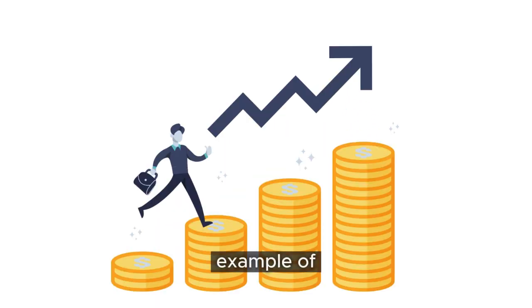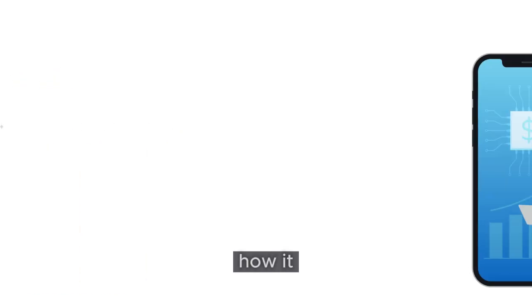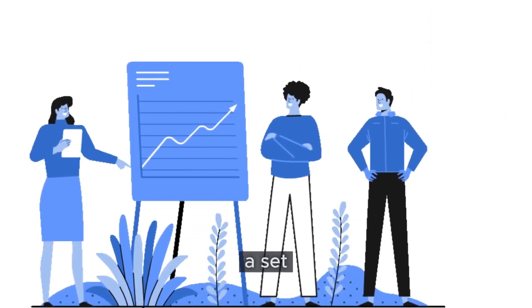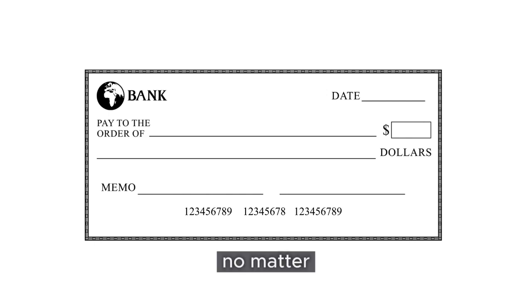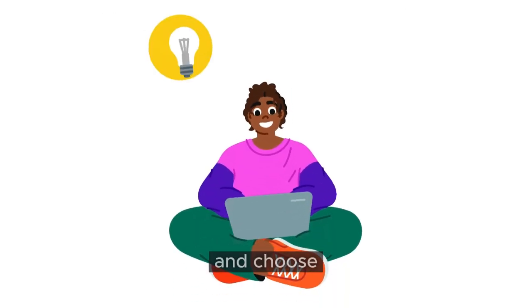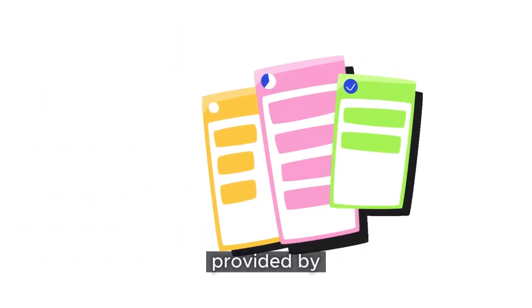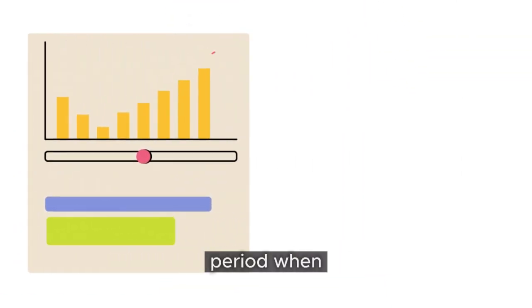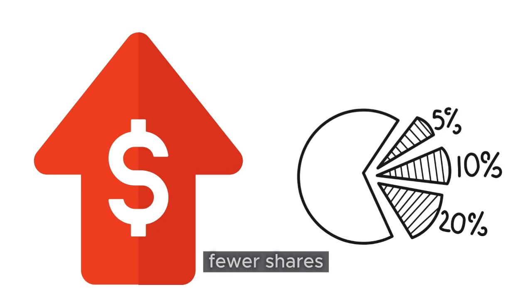A great example of long-term dollar cost averaging is how it works in 401k plans. Employees regularly invest a set amount from their paycheck, no matter the investment's price at the time. They decide how much to contribute and choose from the investment options provided by the plan. The money is then invested automatically every pay period. When prices are high, they buy fewer shares. When prices are low, they get more shares.